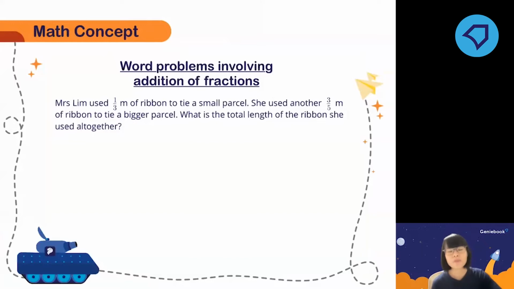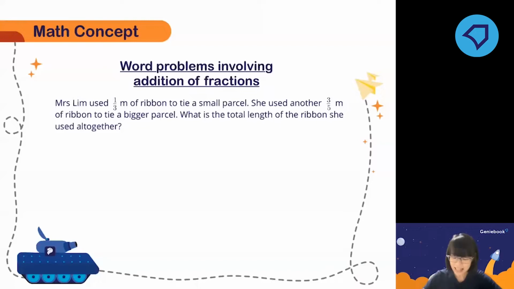I'm going to go through with you before I give you your whole question. Now, Mrs. Lee used 1 over 3 meters of ribbon to tie a small puzzle. She used another 3/5 meter of ribbon to tie a bigger puzzle. What is the total length of the ribbon she used altogether? So what do you need to do? What is the total length that she used altogether? Do you do addition? Do you do subtraction?